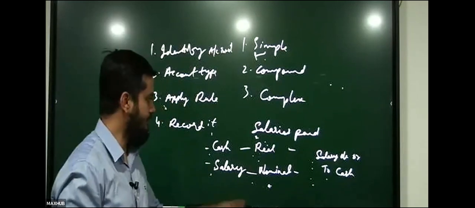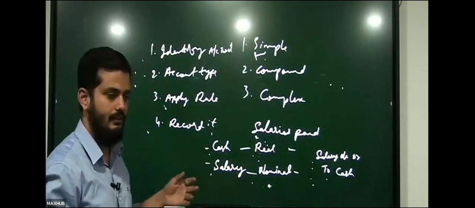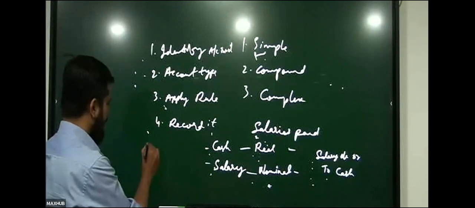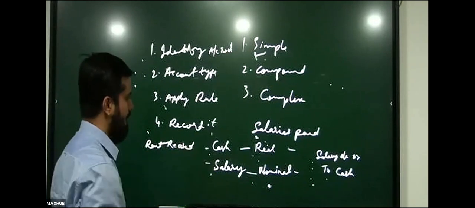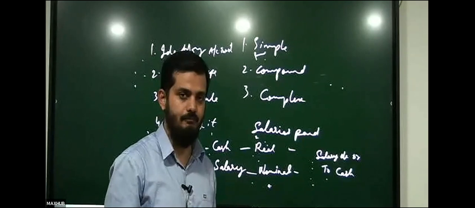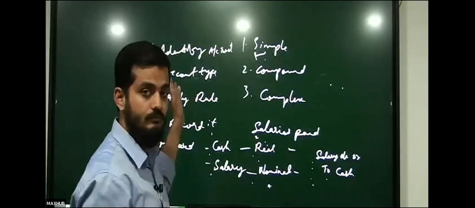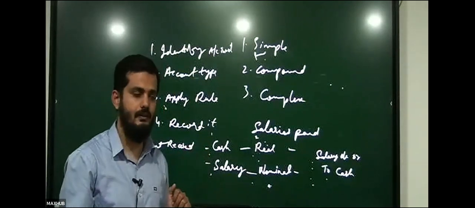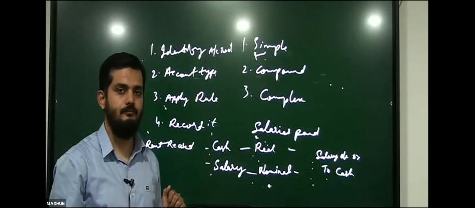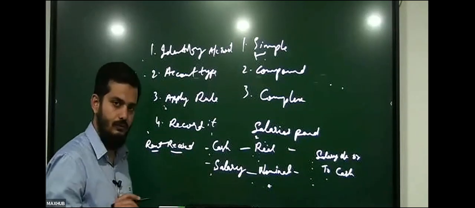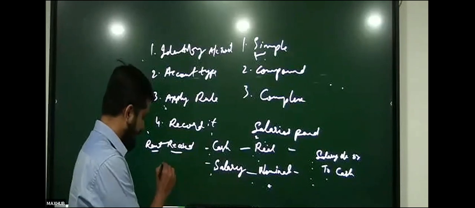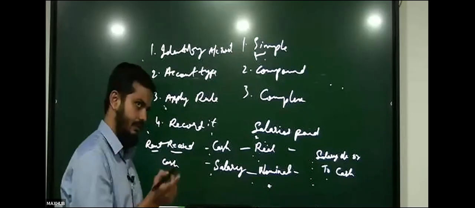I'll take one example of this, which is salaries paid. Another example, rent received. Now you guys will tell me what we have to do. Tell me the first step. Identify the accounts involved. So when we are saying rent received, what are the two accounts involved? Cash and rent income.